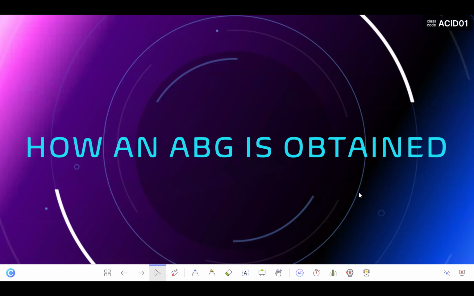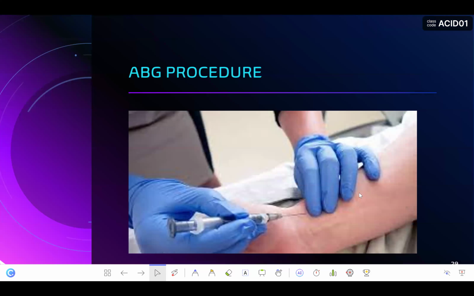Well, the most common method is to take the ABG at the radial artery. It's the most common way that we do it in our emergency department. We can also get it a couple of other different ways, but this is the way we most commonly get it. Obtaining an ABG is not within the LPN scope of practice.